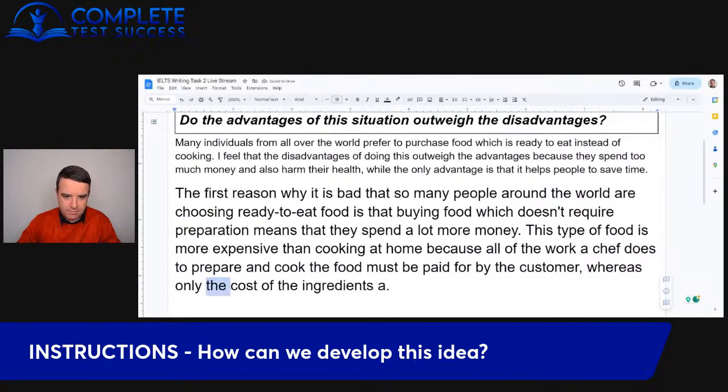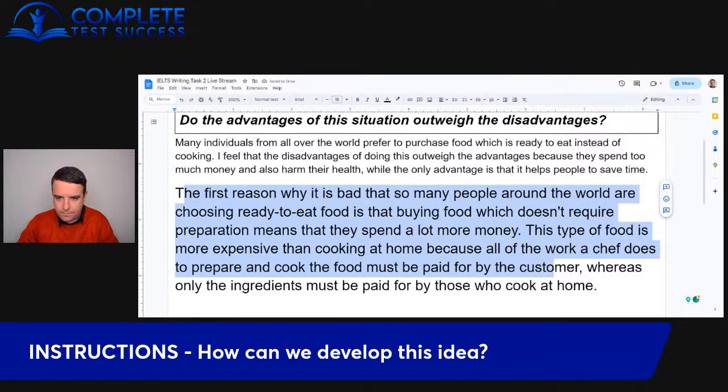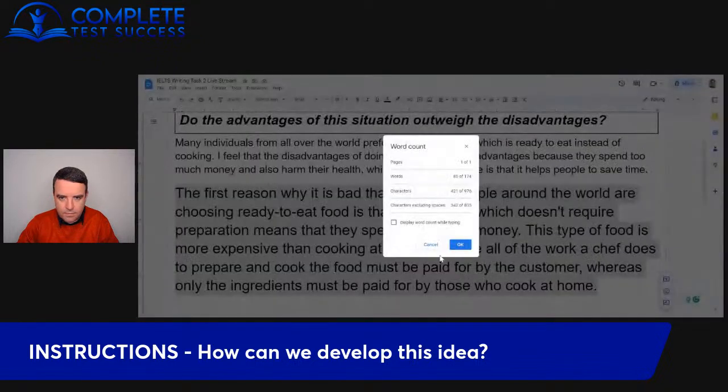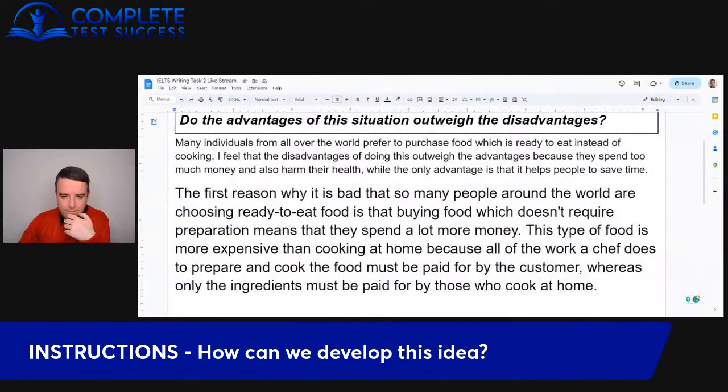I'm confusing myself here now. Whereas only the ingredients must be paid for. I'm repeating the same phrase. I don't like that I've said must be paid for here and here, but I'm going to keep going with it now until I can think of something better. Whereas only the ingredients must be paid for by those who cook at home. Okay, so 80 words, a little bit long.